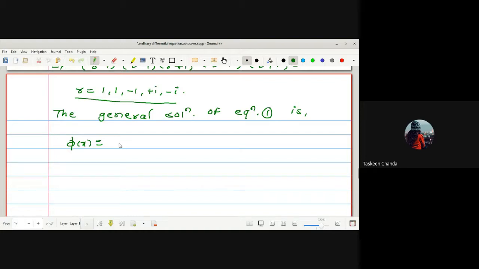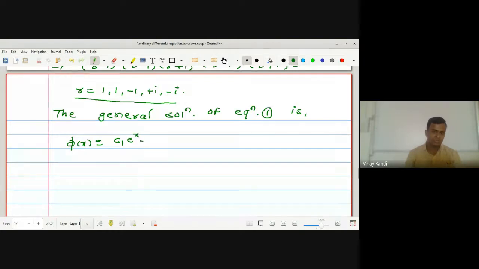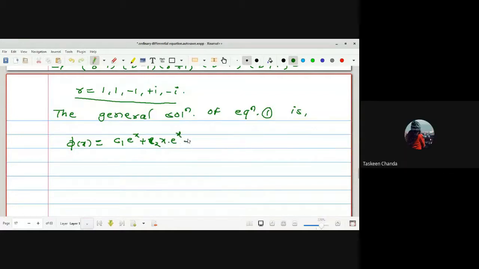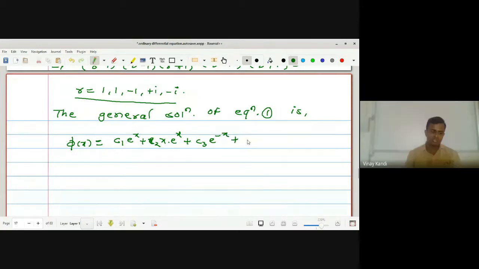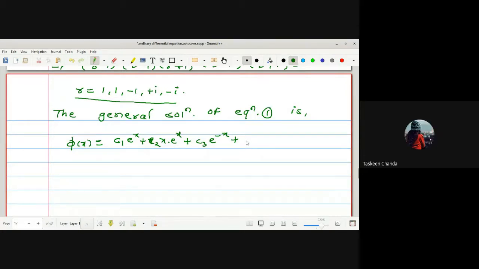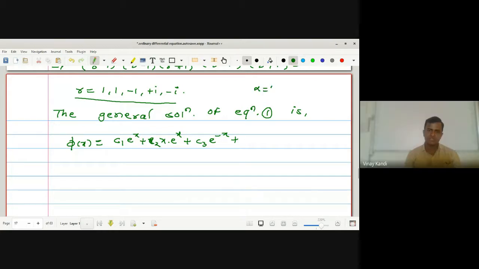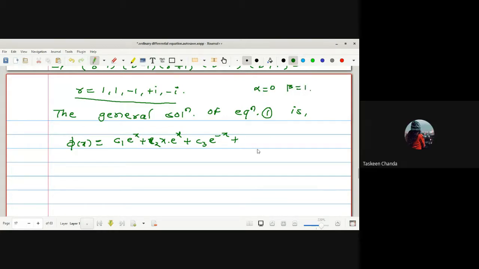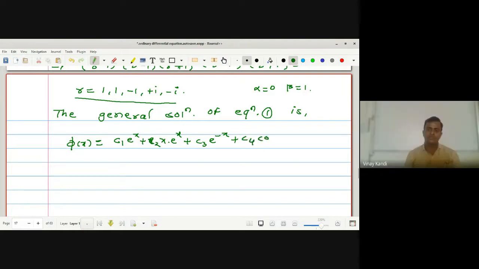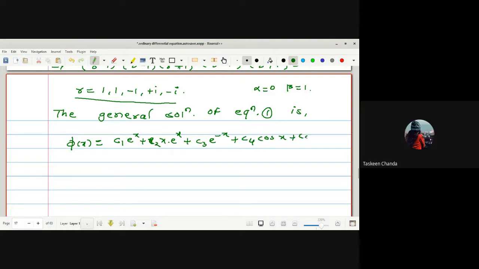C1 plus C2 x, e raised to x, plus C3 e raised to minus x. C1 e raised to x, C2 x e raised to x, plus C3 e raised to minus x, plus e raised to minus ix. नक्की? नो सर, तिथं ते इमॅजिनरी आणि हे डिवाइड होत आहेत. सांगा ना. अल्फा किती आहे तुमचा? इथे 0 आहे. बीटा किती आहे? 1 आहे. C4 cos x plus C5 sin x.